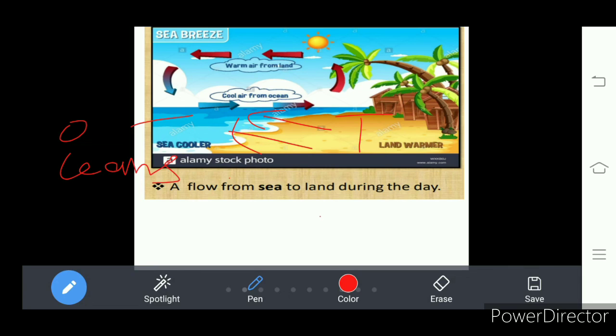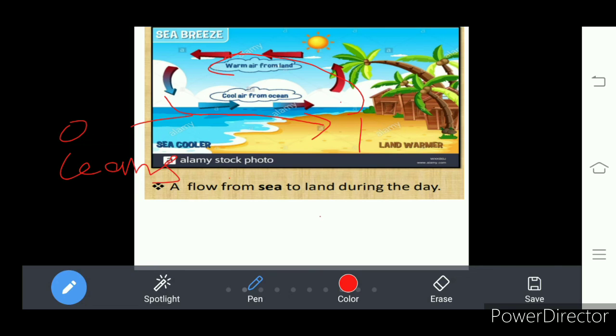Okay, so the hot air from the land moves towards the oceans. That is, warm air from the land blows towards the oceans. Look at the slide. Here the warm air is blowing towards the ocean. Oceans are somewhat less warm than the land part, so cool air from the ocean blows towards the land.